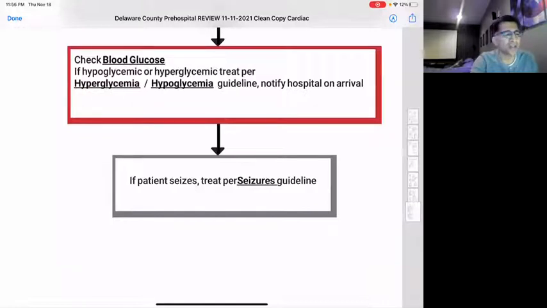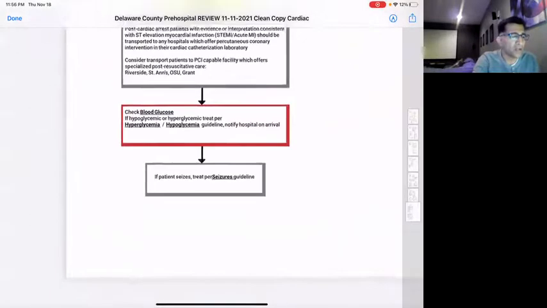And then do all your other due diligence. Check your glucoses and prepare for seizures. These patients do indeed seize. So prepare for those scenarios.